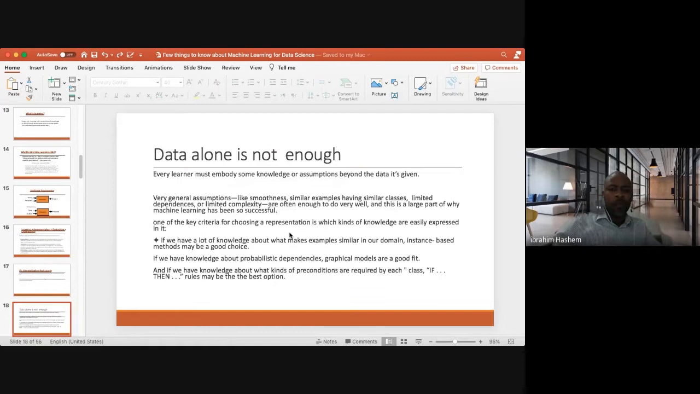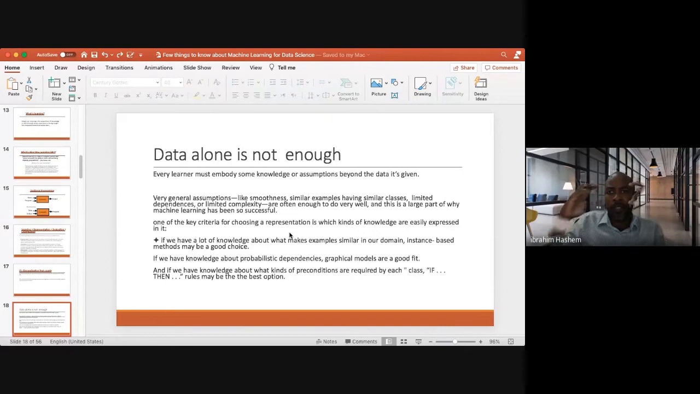Also, we need to consider data. And sometimes, just looking at the data itself is not enough. We have to look at the pre-processing part, how we can clean the data, and make sure that the data is ready for analysis.